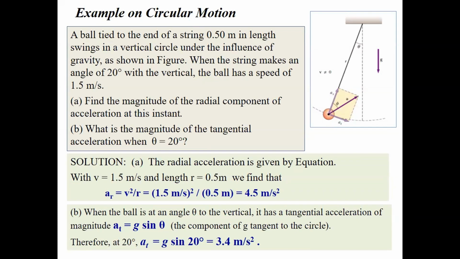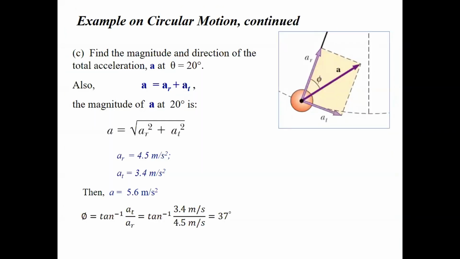So this component, the tangential, is g sine theta, and theta is 20 degrees. Therefore, the tangential acceleration, which is shown here, is g times sine of 20 degrees, equal to 3.4 meters per second squared. Another part is to find the magnitude and the direction of the total acceleration.